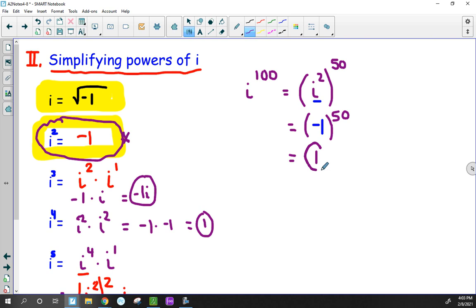Like I said before, you also can use your calculator and do parentheses -1 raised to the 50th. Just make sure, if you are choosing to use the calculator, that you use the parentheses around that number.